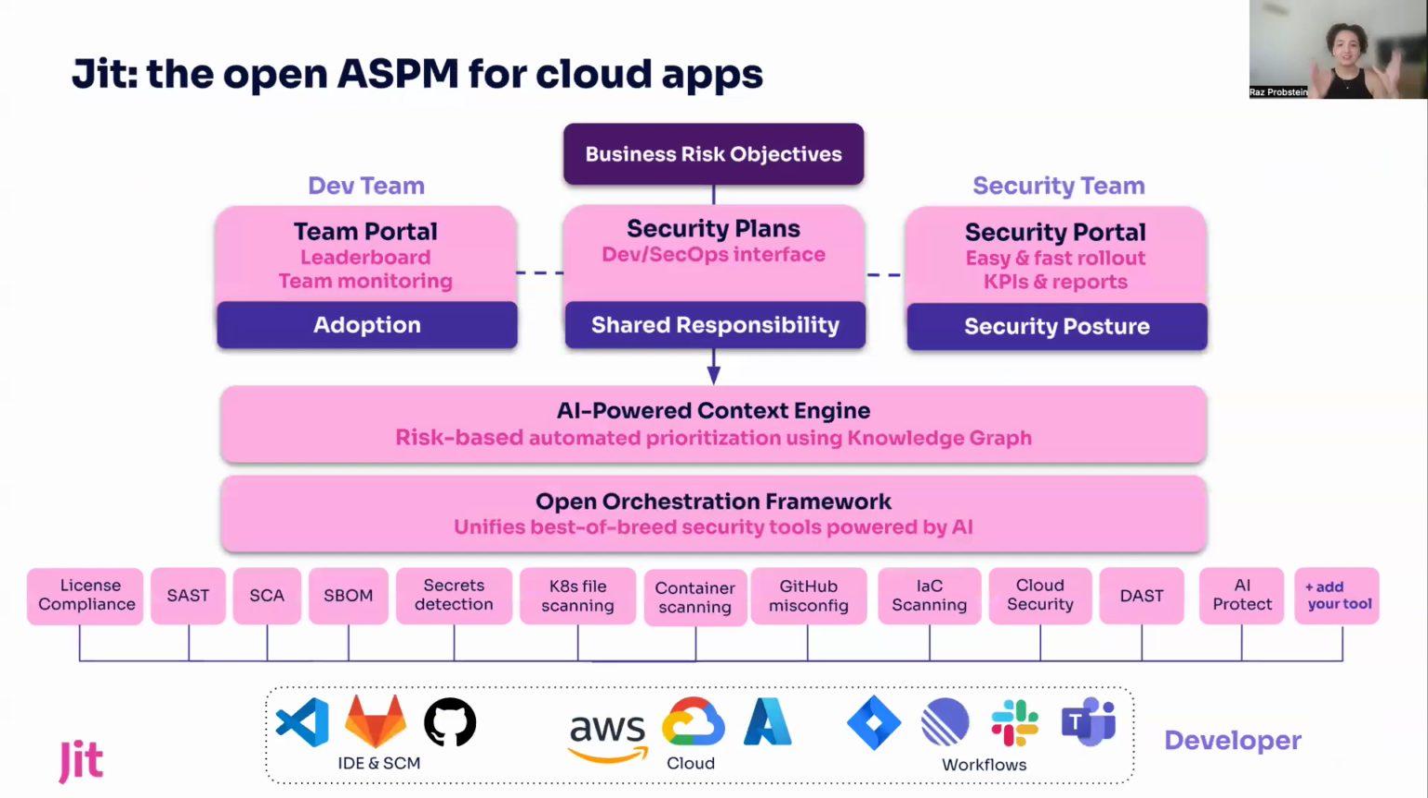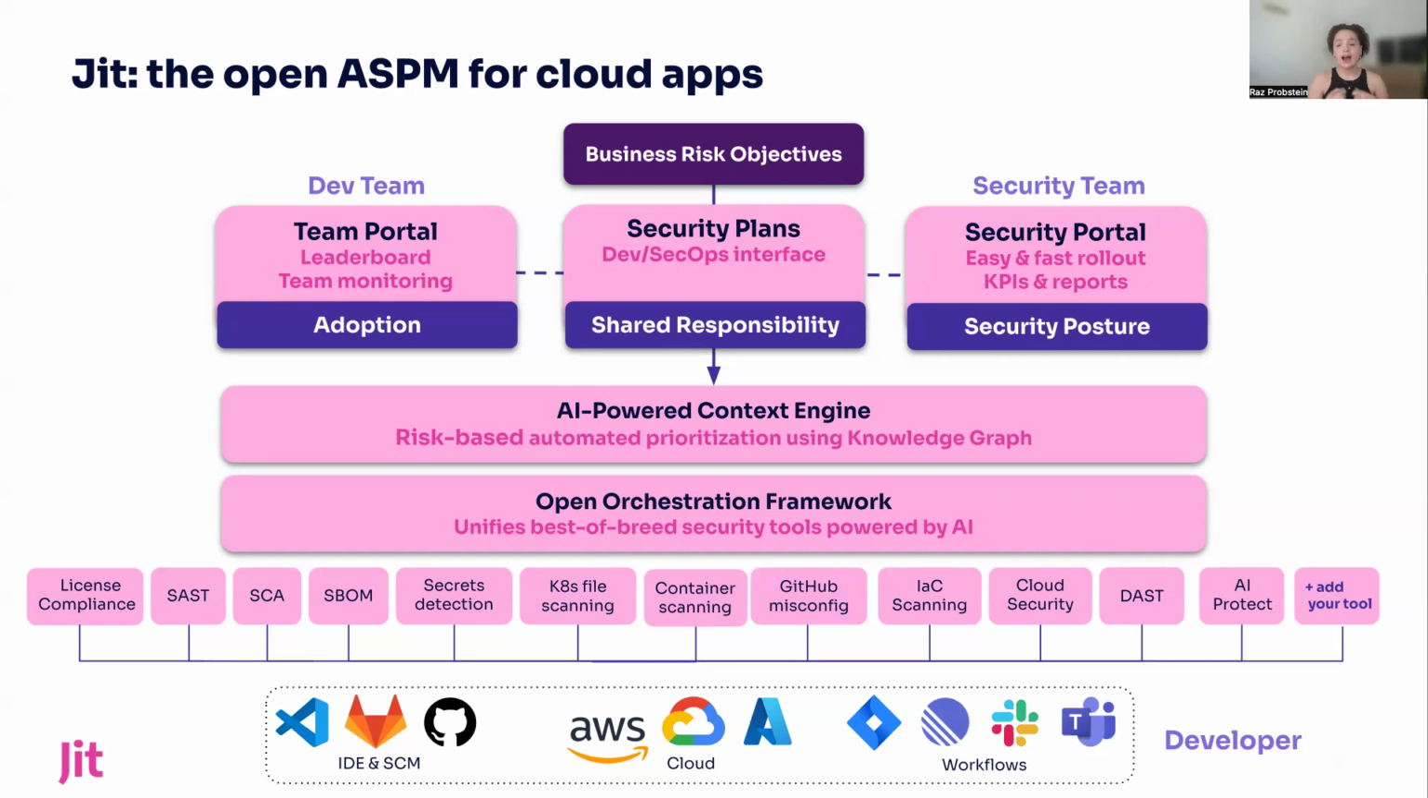So this is kind of the structure of the product that we're using. This is the OpenASPM for the cloud applications. So we basically built a framework. We basically built an application that maps your security goal with your business goal, right? We've talked about defining where you want to be. What is your goal? Define the framework that you want to work by.